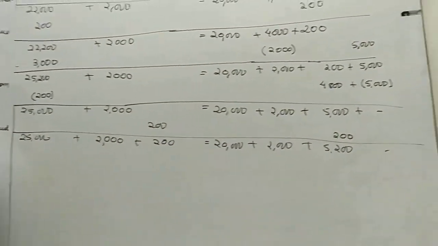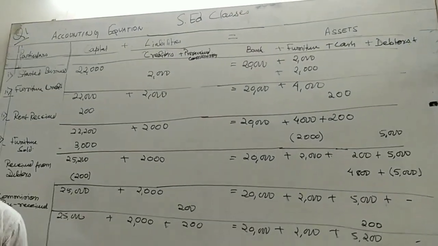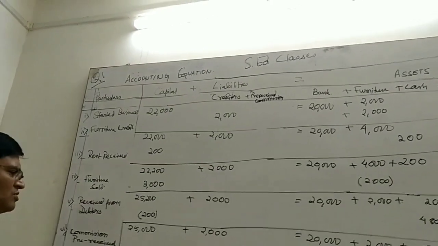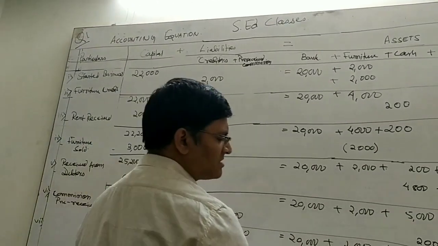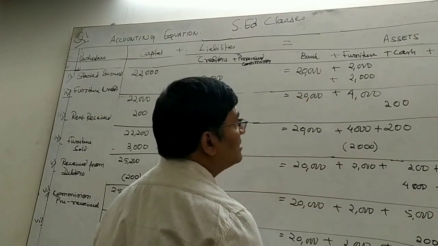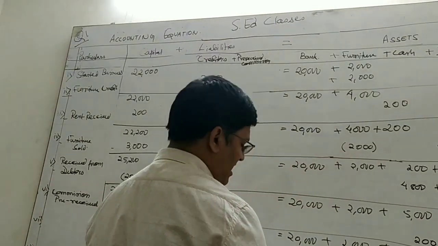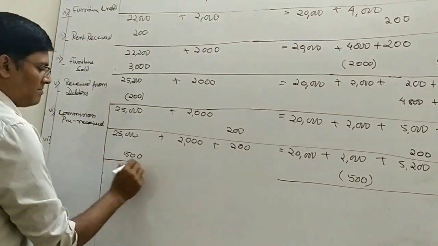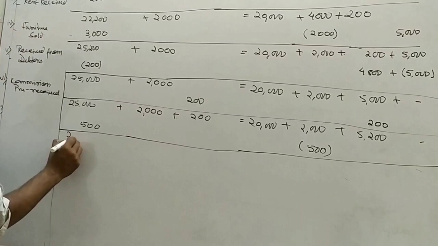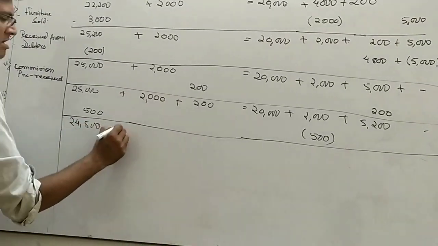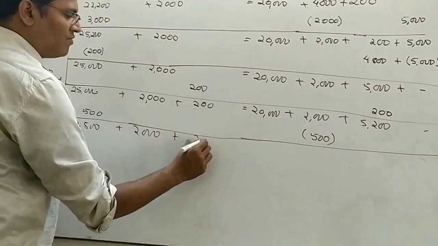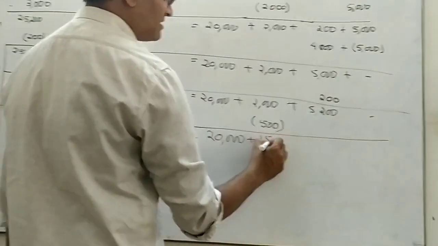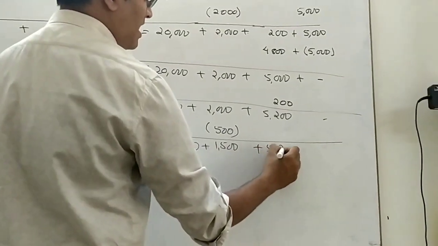Next is A drew a part of his furniture for personal use, it is 500. Now it's a simple drawings, my dear students. Furniture he has drawn from the business. We will reduce 500 from the furniture, and you will reduce 500 from capital because it's a drawing. So your next capital becomes 24,500, 2,000 remains same, 200 over here, 20,000 is your bank balance, your furniture remains 1,500 and cash with you is 5,200.